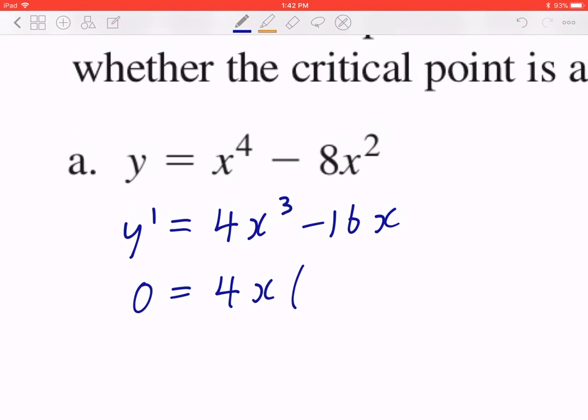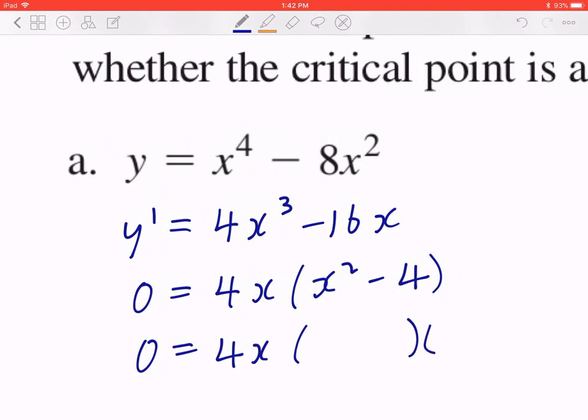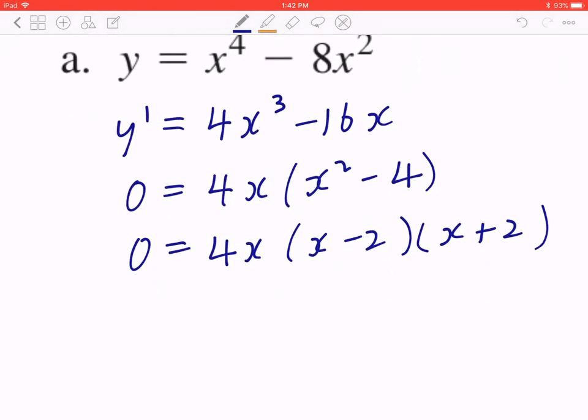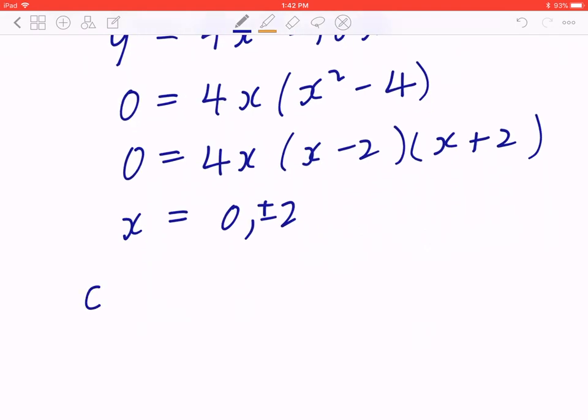The first step is there's a common factor of 4x, which you can bring to the front. In the brackets, it's going to be x squared minus 4. If you factor again, notice x squared minus 4 is the difference of squares. So it's going to give you x minus 2 times x plus 2. Which means when you solve for x, there are 3 possible x values, which are the x values for the critical point: 0, plus and minus 2.